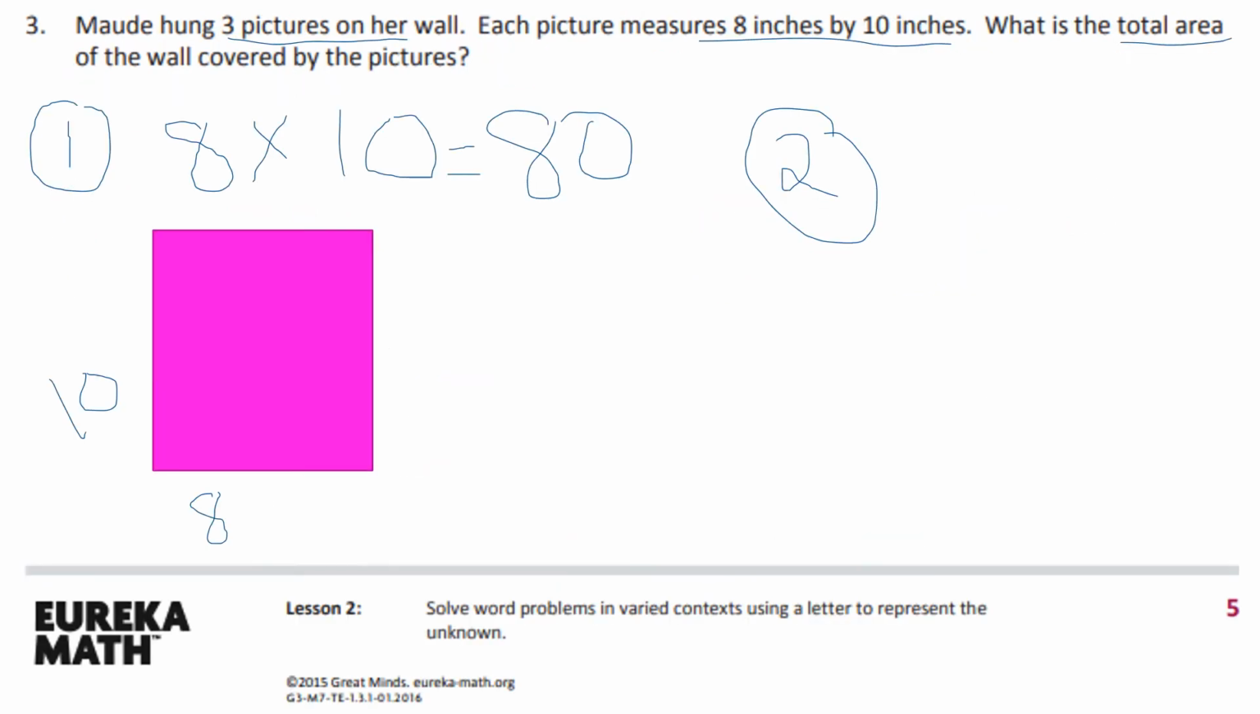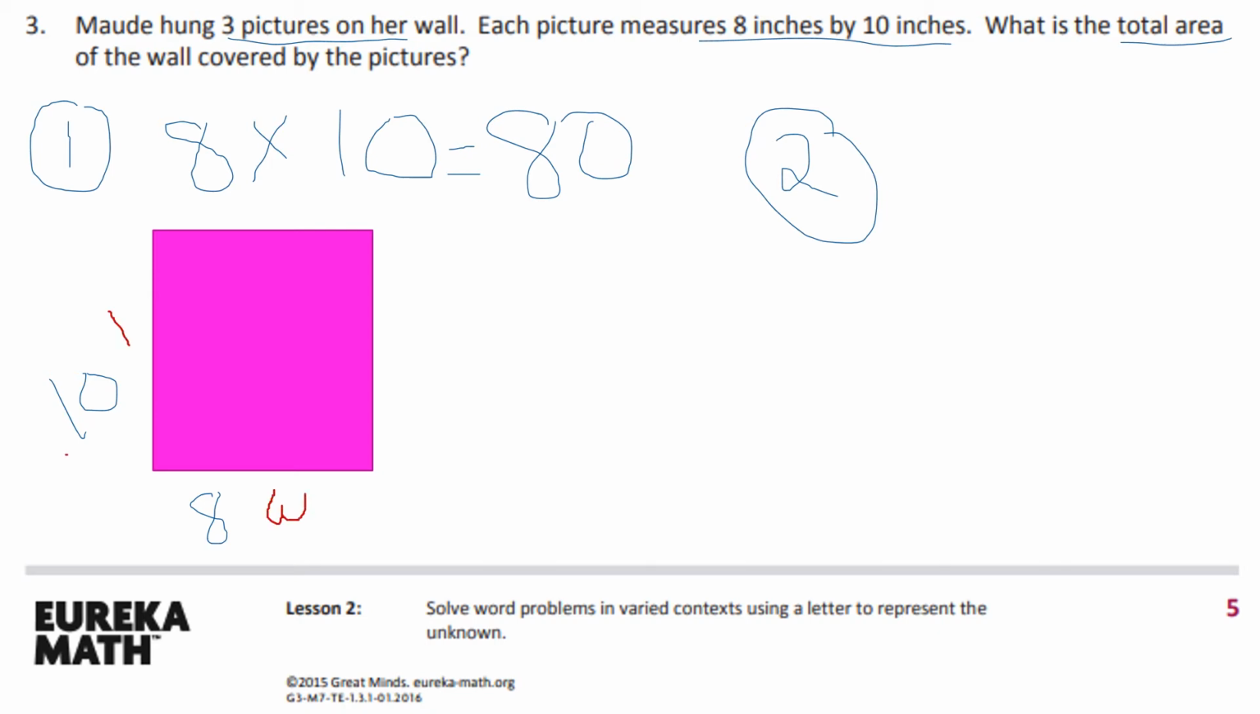So for this next one, 3, Maud hung 3 pictures on her wall. Each picture measures 8 by 10 inches. What is the total area of the wall covered by the pictures? So as we can see, this problem is a little bit different. So first, what we get to do is find area. How do we find area? Well, we measure length times width.